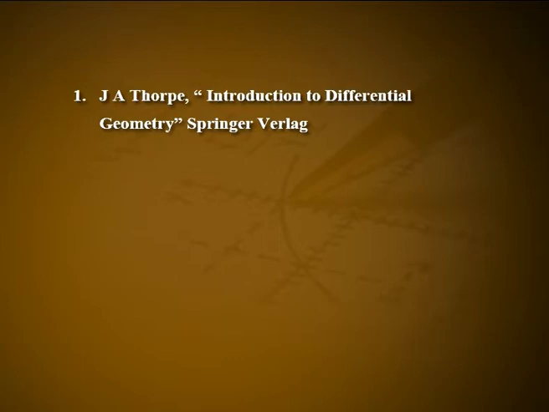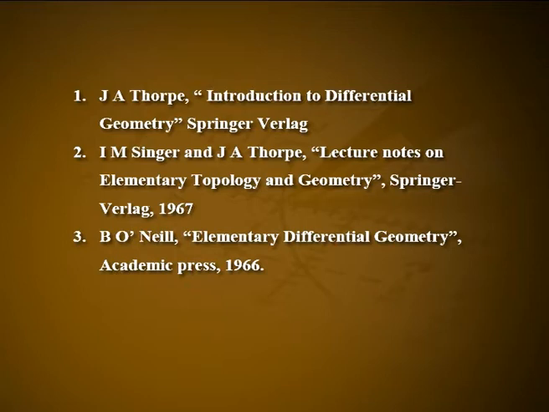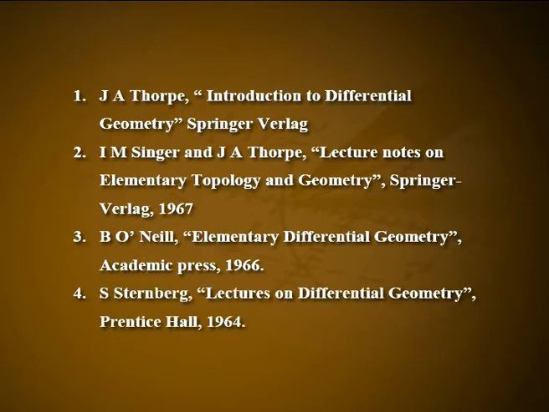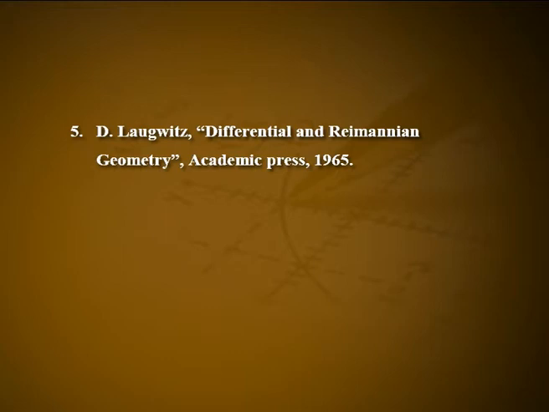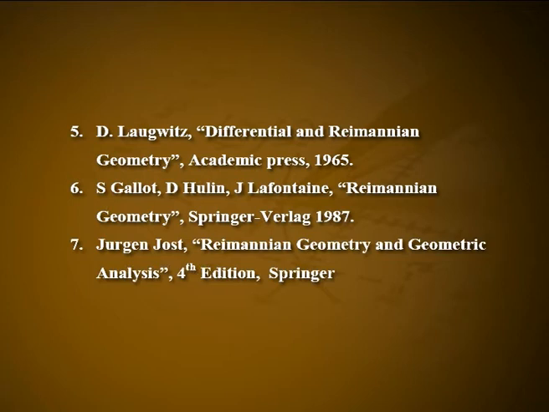Now let us see some books for further reading. First one, Introduction to Differential Geometry by J. A. Thorpe, Springer Verlag. Second one, Lecture Notes on Elementary Topology and Geometry by I. M. Singer and J. A. Thorpe, Springer Verlag 1967. Third one, Elementary Differential Geometry by B. O'Neill, Academic Press 1966. Fourth one, Lectures on Differential Geometry by S. Sternberg, Prentice Hall 1964. Fifth one, Differential and Riemannian Geometry by D. Lovelock, Academic Press 1965. Sixth one, Riemannian Geometry by S. Gallot, D. Hulin and J. Lafontaine, Springer Verlag 1987. And seventh one, Riemannian Geometry and Geometric Analysis, 4th edition, by Jürgen Jost, Springer Verlag.